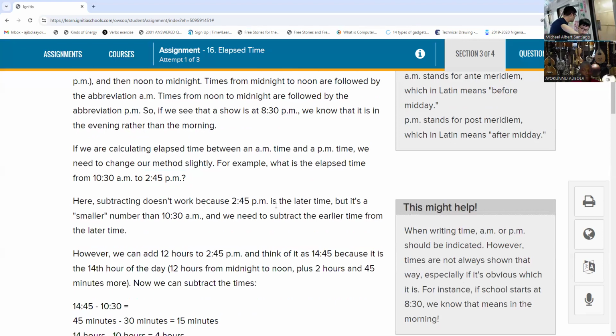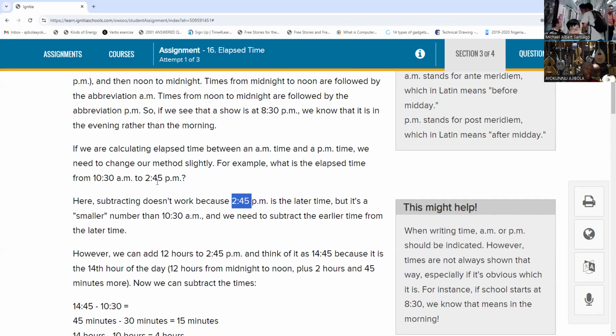We say it doesn't work. I think it should work, but let's see. Because 2:45 p.m. is the later time. Yeah, it doesn't work because we cannot say 2 minus 10. Rather, it would only work if we change it to 24-hour clock. Is that clear? Yes. So if we're going to change, this will be 14:45.